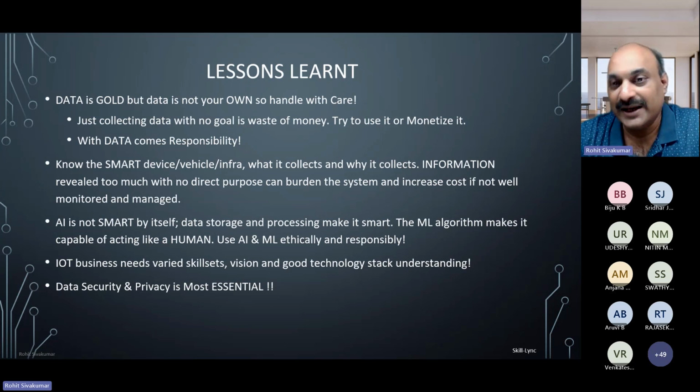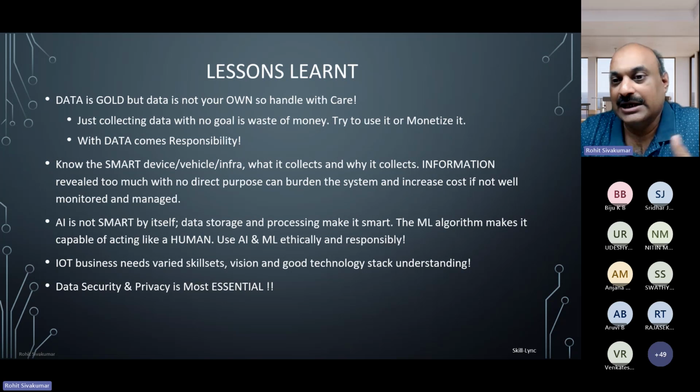To make anything smart, you need data. And when you collect data, it has to be relevant. It has to have a direct purpose of what you want to do with the data so that you are not increasing the burden of the entire system as a whole, but also giving effective advantages of using it.